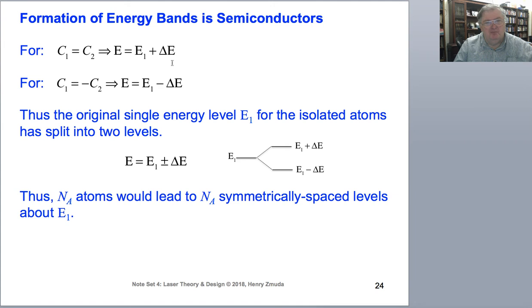E equals E1 plus delta E. For C1 equal minus C2, E equals E1 minus delta E. So lo and behold, the original single energy level E1 for the isolated atoms has split into 2 energy levels, E1 plus delta E, E1 minus delta E. N sub A atoms would lead to N sub A symmetrically spaced energy levels about E1.